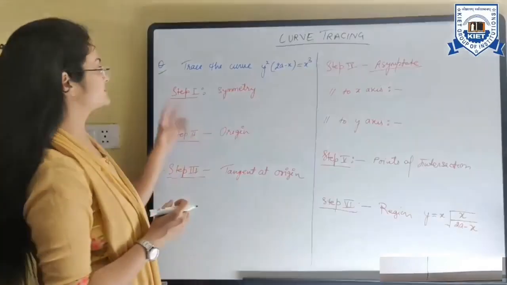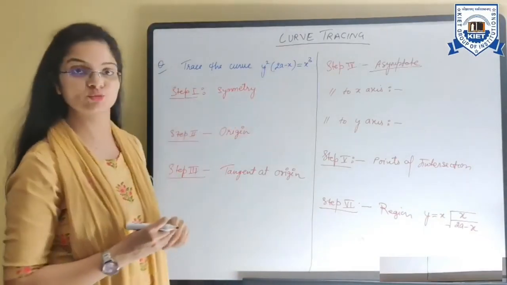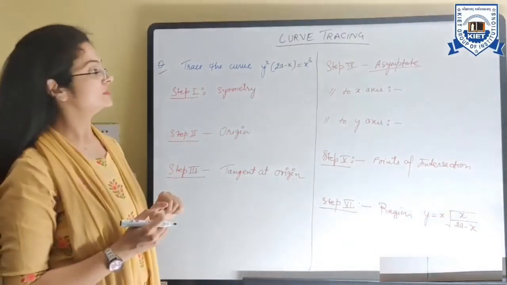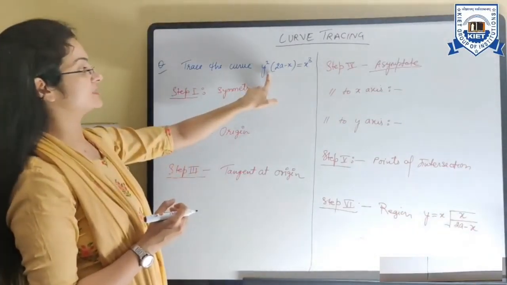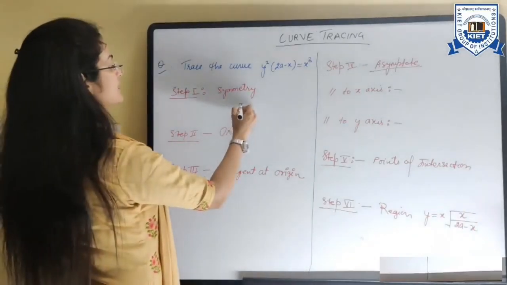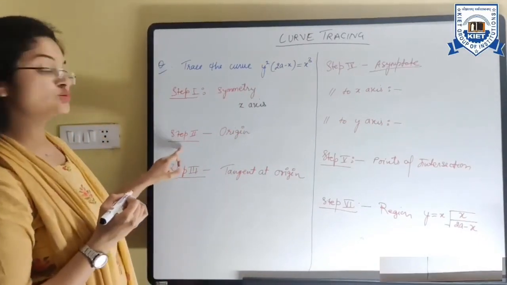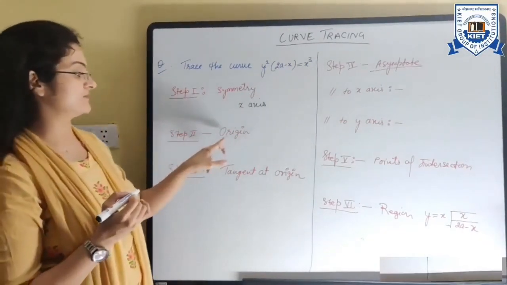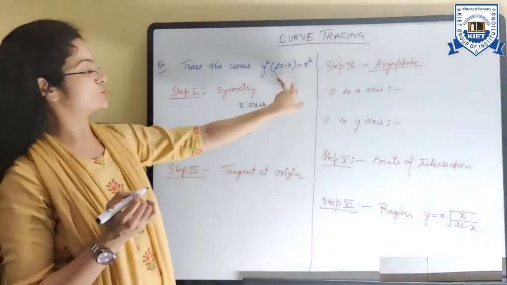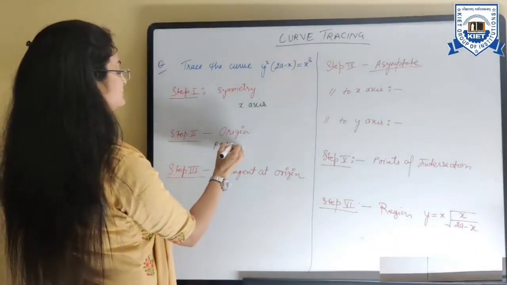Now let's see an example. We have to trace the curve y square into 2a minus x equal to x cube. For this, first of all, we find the symmetry. As the given equation of the curve contains even powers of y, the curve is symmetric about the x-axis. Now step 2, we check whether the curve passes through the origin or not. Clearly, it does not contain any constant term, so the curve passes through the origin.